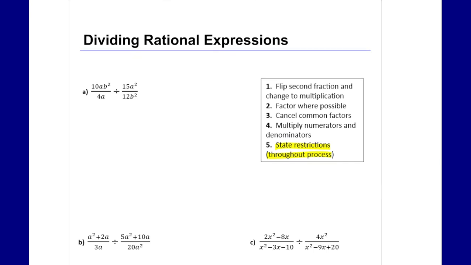So let's take a look at the first one. 10ab squared divided by 4a, and then that is all divided by 15a squared divided by 12b squared. One thing to note when we're dividing fractions, yes, the first step is to flip the second fraction and then multiply. However, step 5 says we have to state the restrictions.